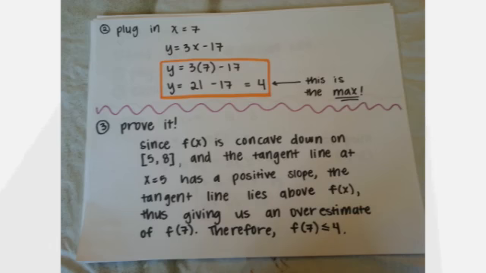We know that since f of x is concave down, the tangent line lies above the curve, making our answer, given by plugging in x equals 7 to the tangent line equation, an overestimate. Awesome! Therefore, f of 7 must be less than or equal to 4.